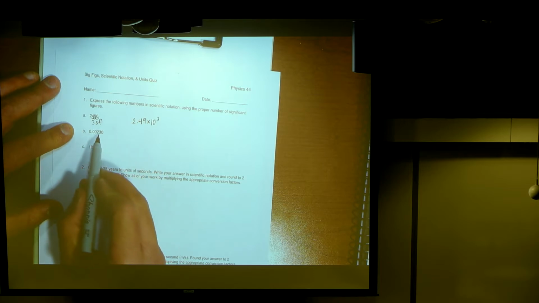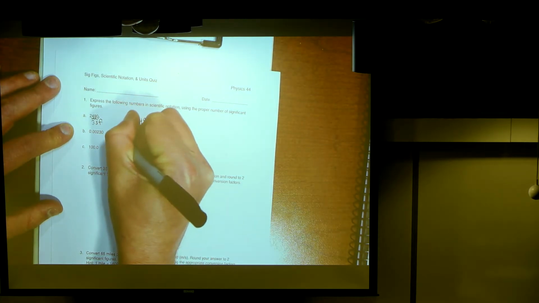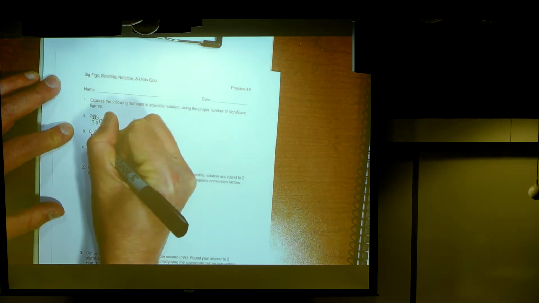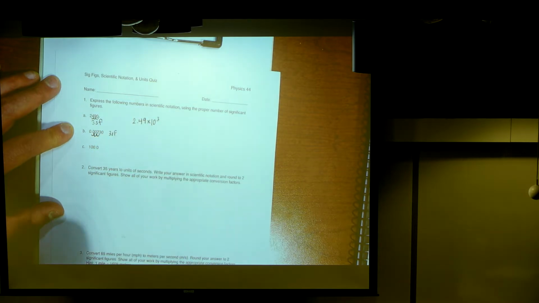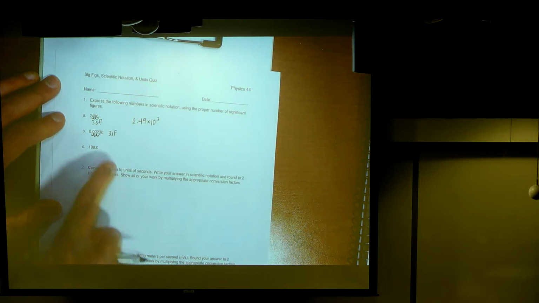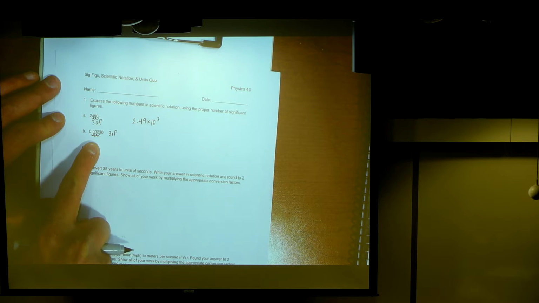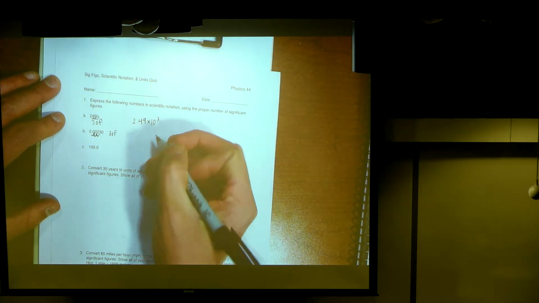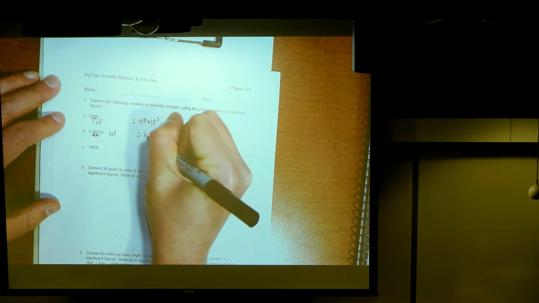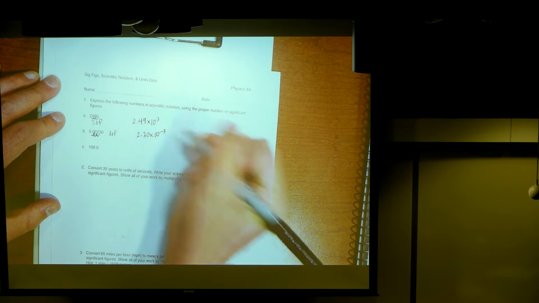So with this other one, how many sig figs do we start with? 3. The 2, the 3, and the 0 are all significant. And to put it in scientific notation, let's just move the decimal point 1, 2, 3 places over, this time to the right. So we're dealing with a small number, less than 1. We have a negative power here. 2.30 times 10 to the minus 3.